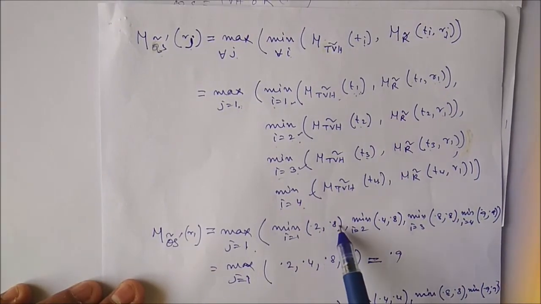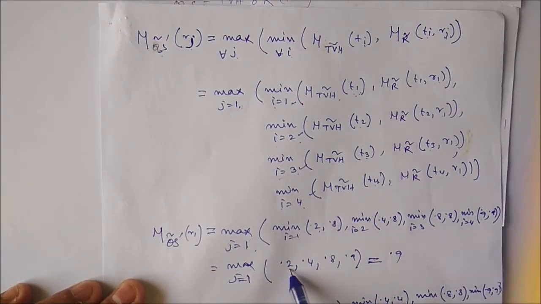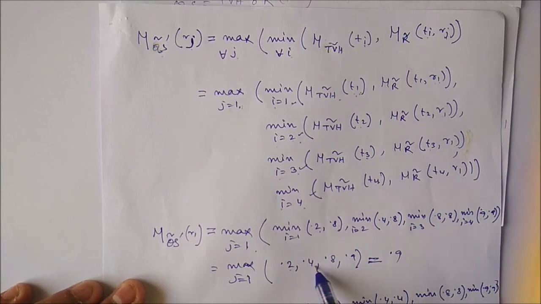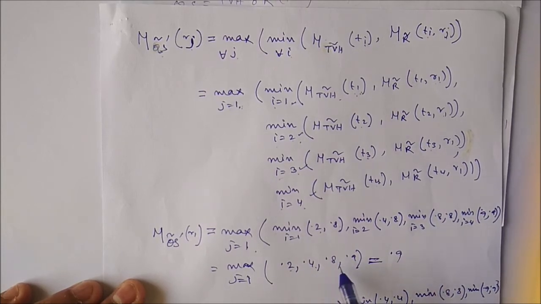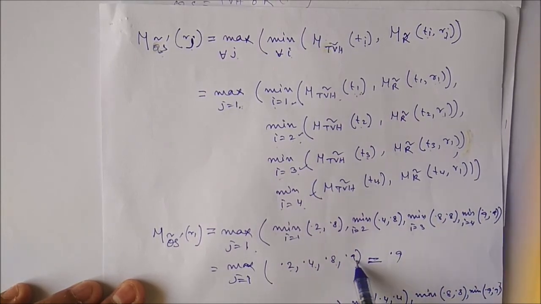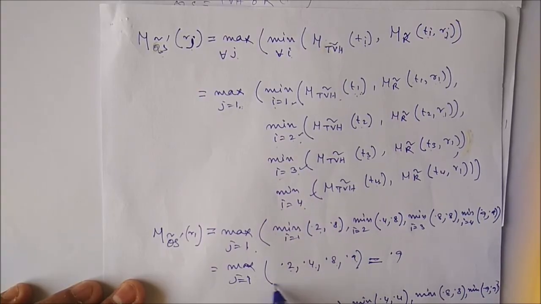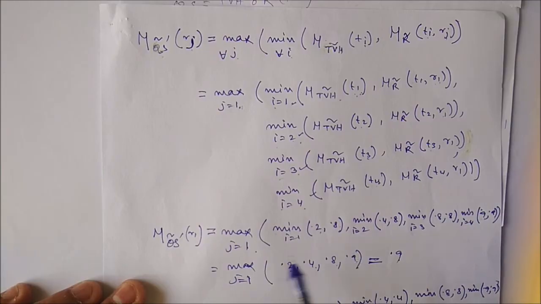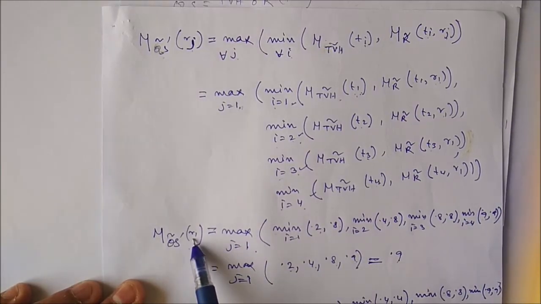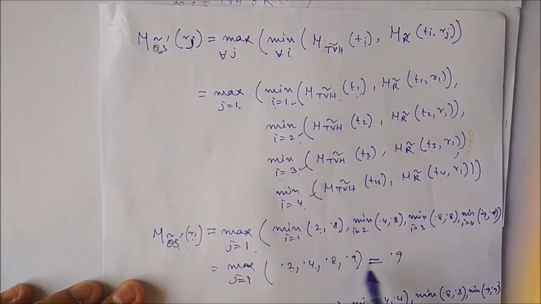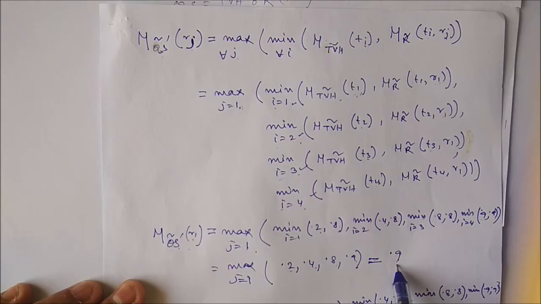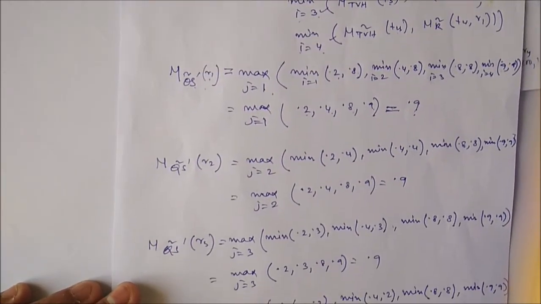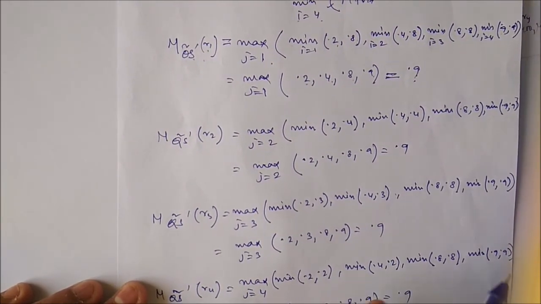So the minimum between 0.2 and 0.8 is 0.2, between 0.4 and 0.8 is 0.4, between 0.8 and 0.8 is 0.8, and between 0.9 and 0.9 is 0.9. The maximum value among these is 0.9. So the membership value of R1, if the fuzzy set is QH dash, is 0.9. Similarly, we can calculate all this information.